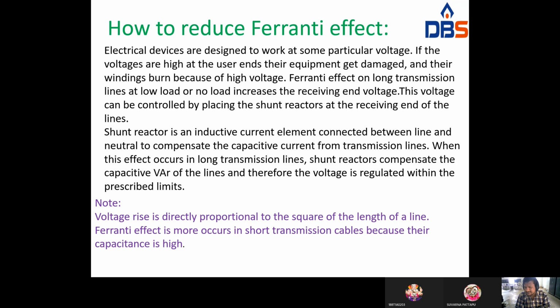It reduces the capacitive current. Because of the charging current or capacitive current, the receiving end voltage is greater than the sending end voltage. A higher receiving end voltage damages auxiliary equipment. So to reduce the receiving end voltage, we may connect a shunt reactor between the phase and neutral, which reduces the charging current or capacitive current, such that VR is reduced, right?